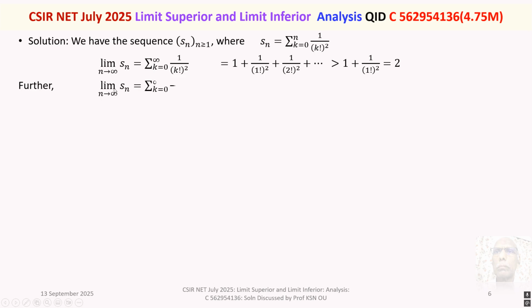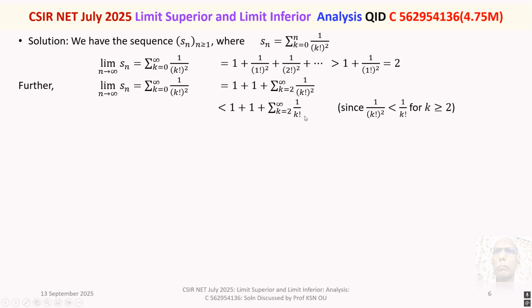So further, the limit as n tends to infinity of Sn is the summation k equals 0 to infinity of 1 by k factorial square. Now k equals 0 gives 1, k equals 1 gives 1, plus sigma k equals 2 to infinity of 1 by k factorial square. And now for k greater than or equal to 2, 1 by k factorial square is strictly less than 1 by k factorial. Therefore, it is strictly less than 1 plus 1 plus sigma k equals 2 to infinity of 1 by k factorial, because for k greater than or equal to 2, 1 by k factorial square is strictly less than 1 by k factorial.